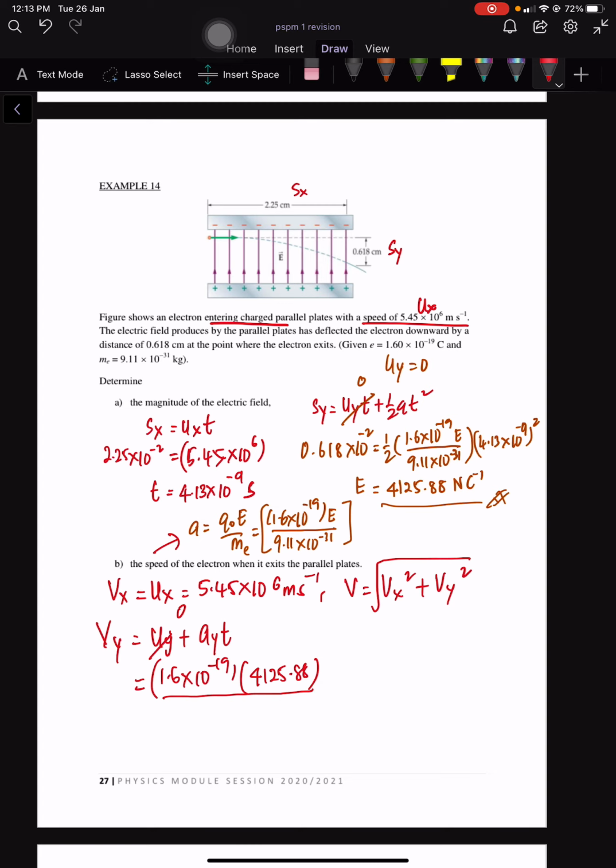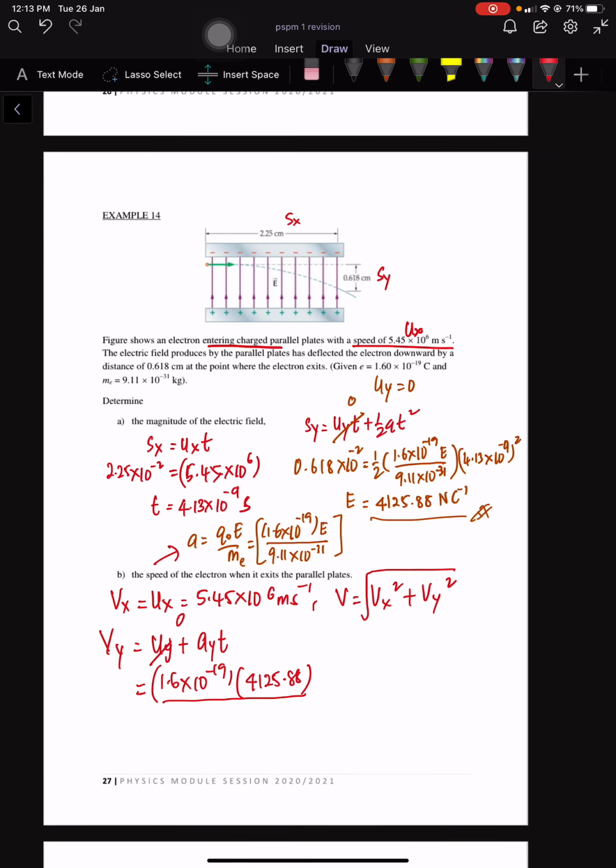Okay, so next is 9.11 times 10 to the power of negative 31. Okay, so times with T. Times with T is 4.13 times 10 to the power of negative 9. Okay, so we get Vy is 2.99 times 10 to the power of 6 m s negative 1.